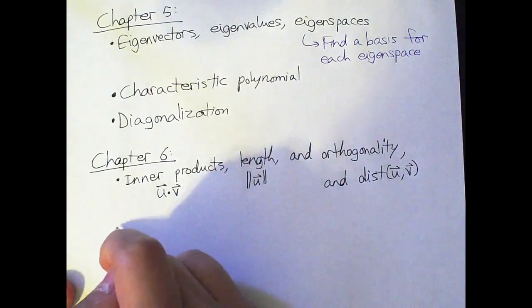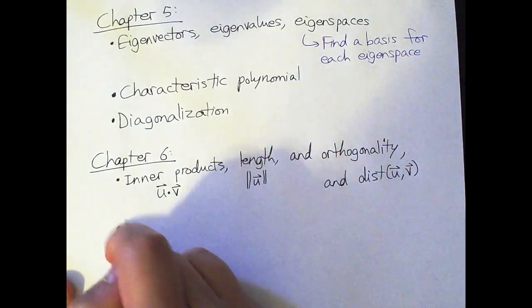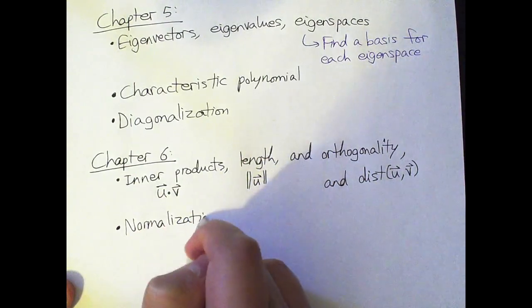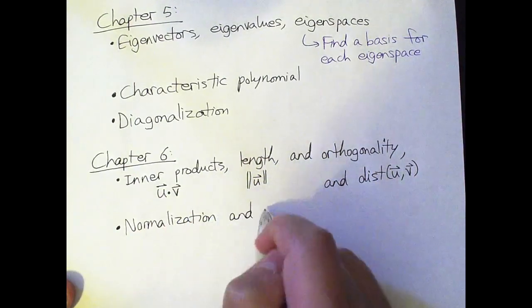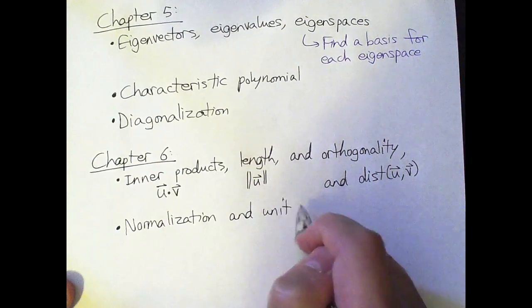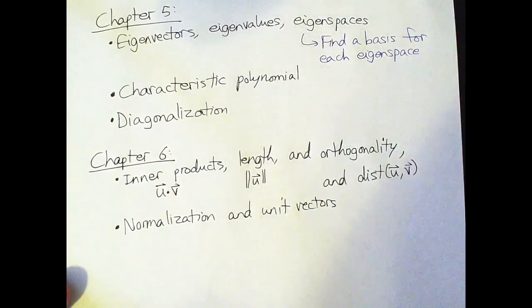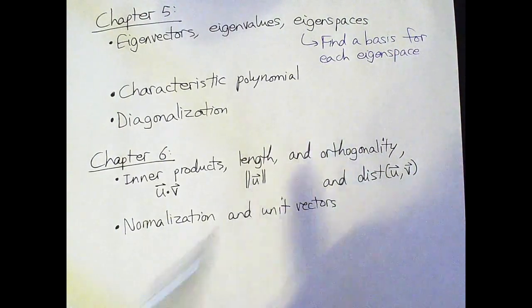Oh, also normalization and unit vectors. Normalizing means finding a unit vector that points in the same direction, and in order to do that, you need to find the length of the vector and divide by it.